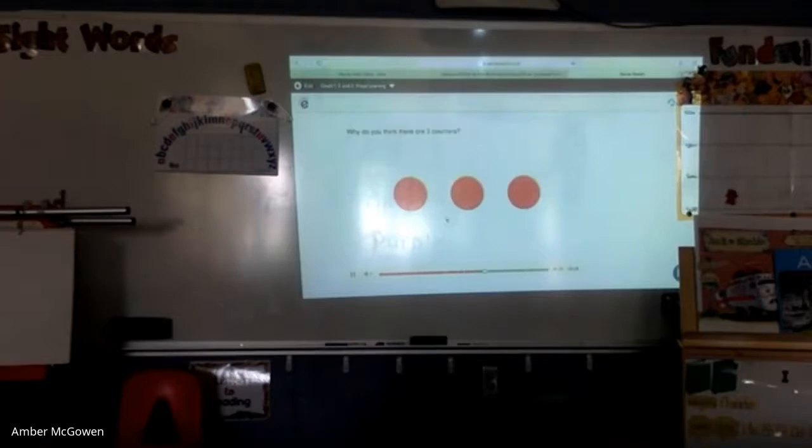Why do you think there are 3 counters? What else was there 3 of? There were 3 worms. So what do you think these 3 counters are? They're circles, but they stand for each one of the worms, don't they? They're red. There are 3 counters to show 3 worms.